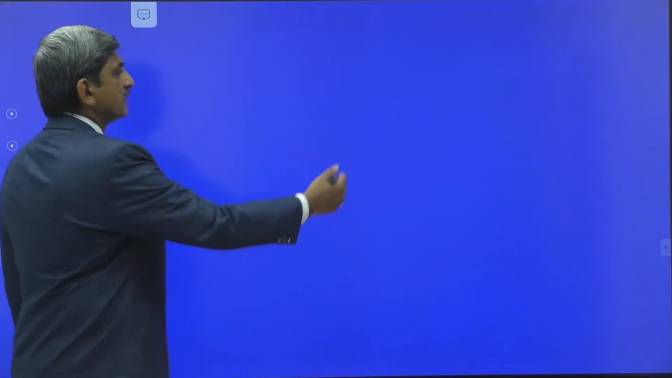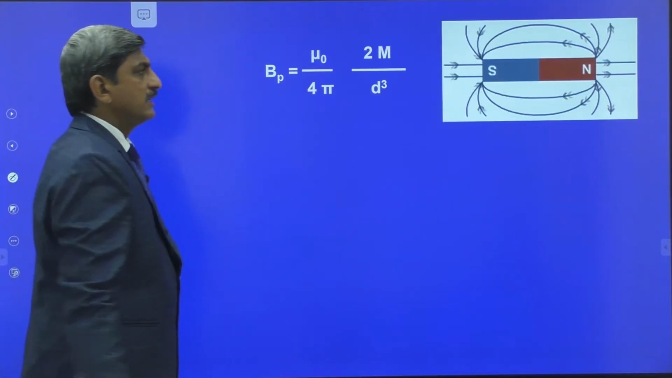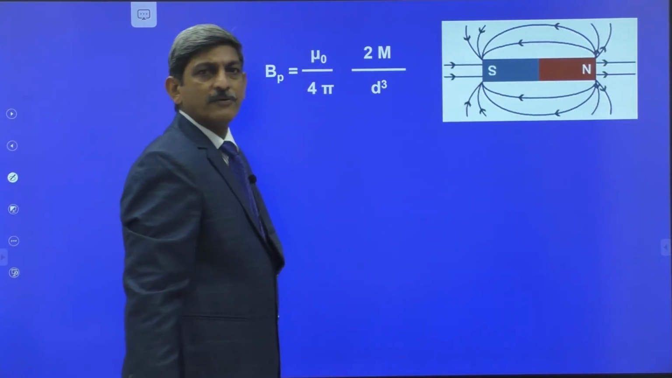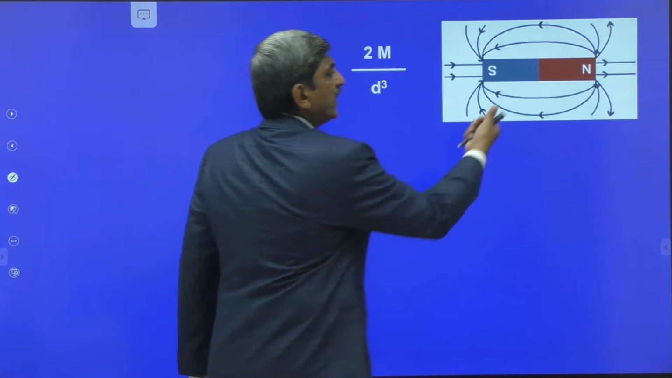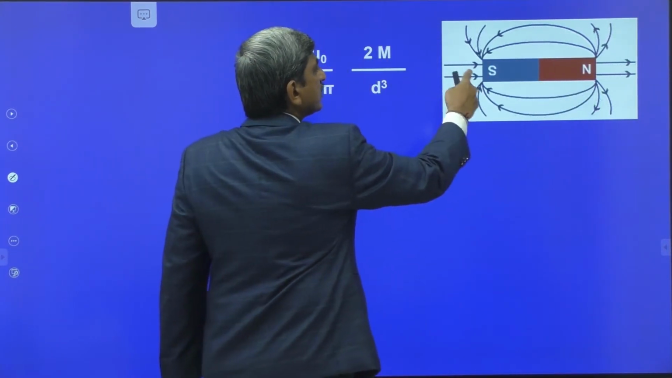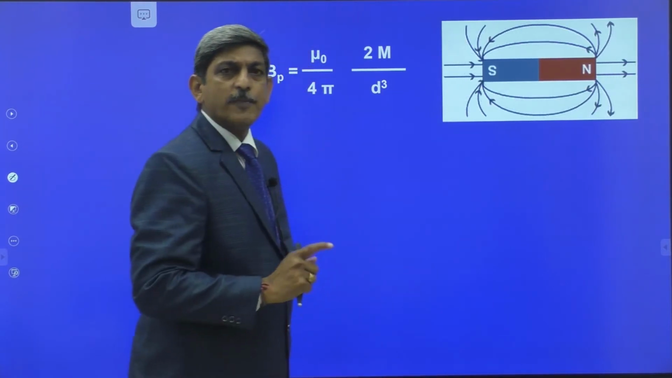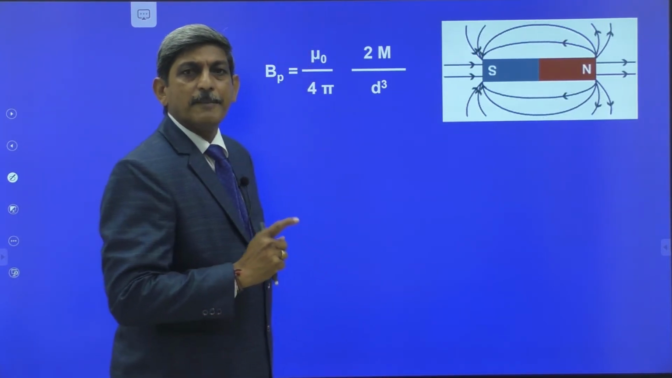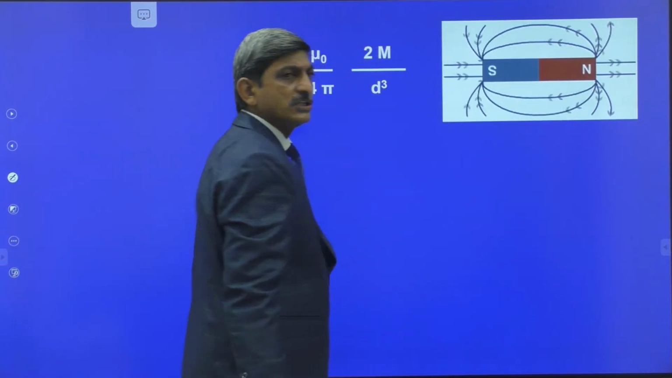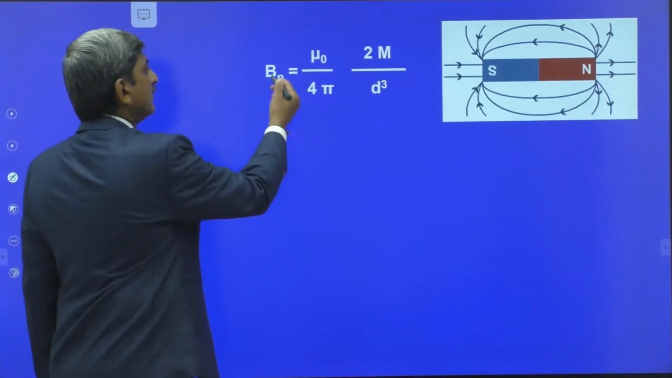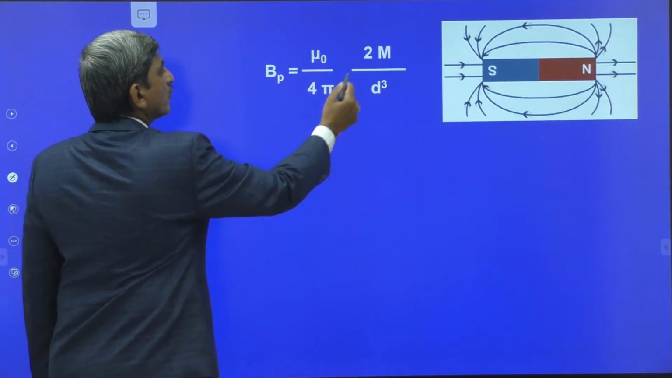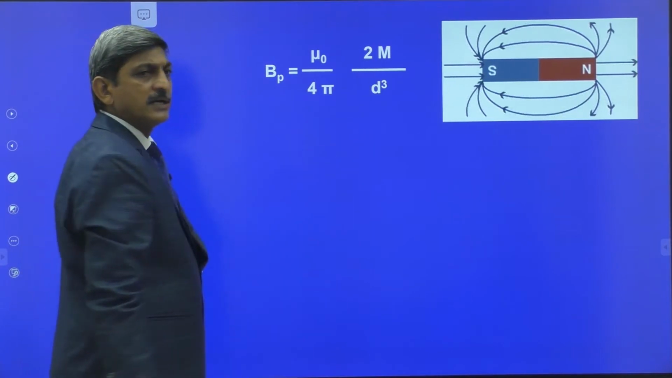For that, let us say the situation, this is the magnetic dipole, these are the magnetic lines of force. We know that the magnetic field is directed away from the north pole and it is directed towards the south pole, and at any point on the axis, the magnetic field is directed from the south pole to the north pole, as shown in the diagram. And the magnitude of the magnetic field is given by Bp is equal to mu naught by 4 pi 2m by d cube.